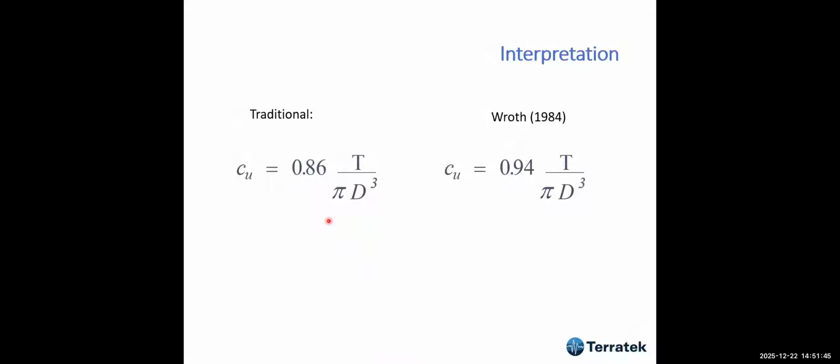So this is the traditional interpretation. The undrained strength is 0.86 times the torque over pi times the diameter to the power of 3. But this applies to rectangular vanes, okay, which should be, in my view, standardized. Roth came out with this later on in 1984. He came up with a proposed change, but in the end, after analyzing all that, he said, no, let's keep the original equation. So we still use the original equation.